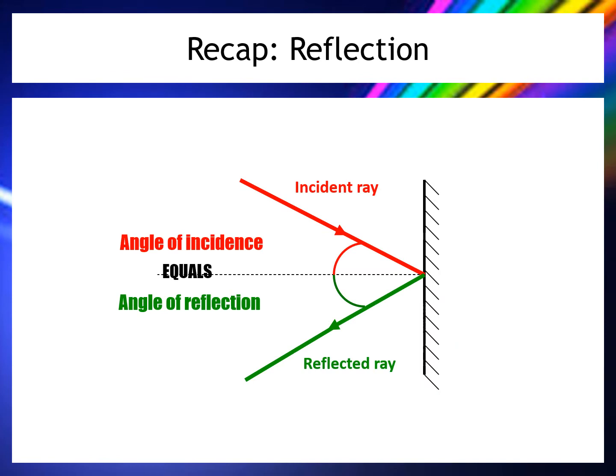So as we've just seen, all the waves on the electromagnetic spectrum can be reflected and refracted. So at this point, I would just like to recap those two things from a previous lesson before we move on. So this is the diagram we looked at showing reflection. As we can see, the angle of incidence equals the angle of reflection, and we're measuring those angles from that normal line at 90 degrees to the mirror.